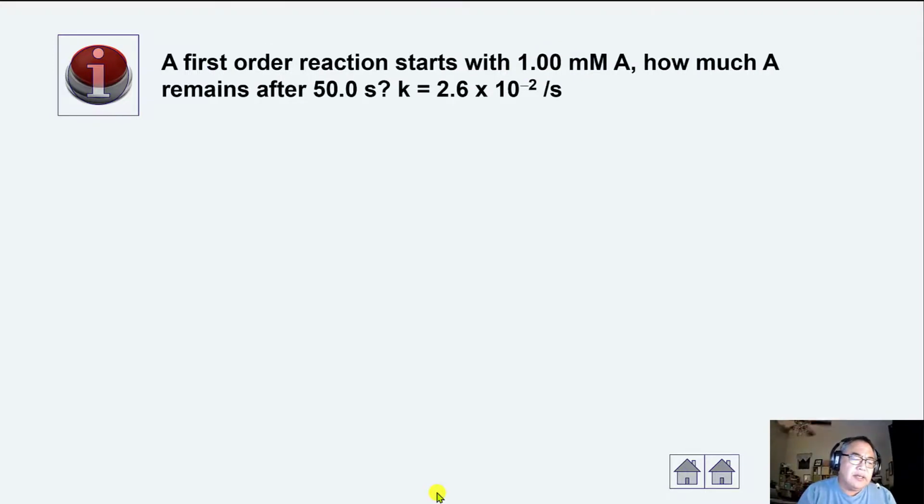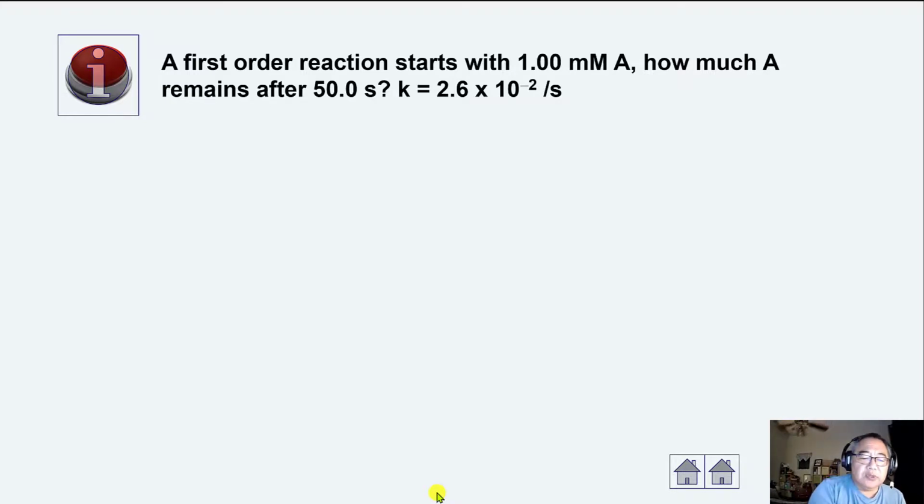Okay, so let's look at a first order reaction. I had one in the notes, so I just thought I'd do it. You have a first order reaction. It starts with 1 millimolarity unit, so that's 10 to the minus third molar units of A. How much A remains after 50 seconds? And K is equal to 2.6 times 10 to the minus 2 per second.